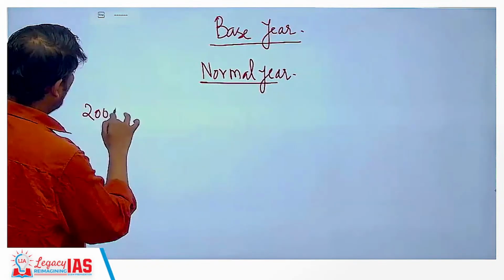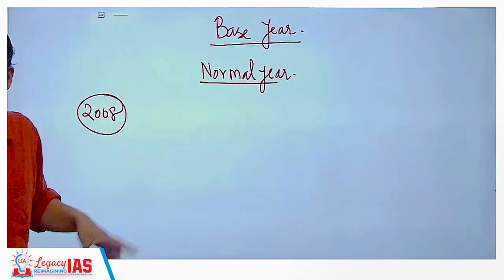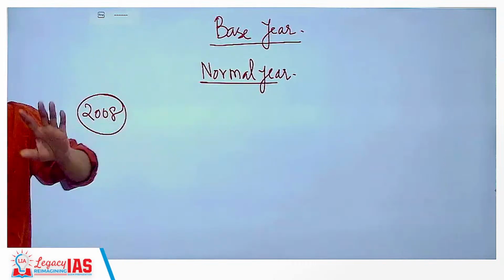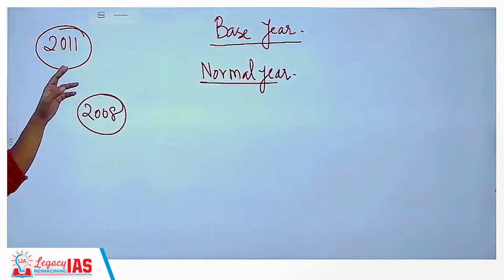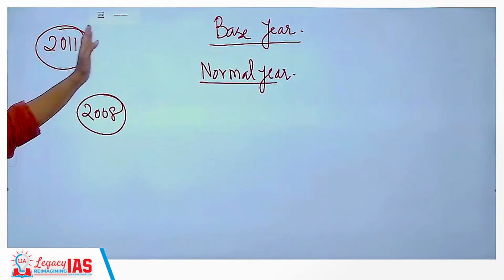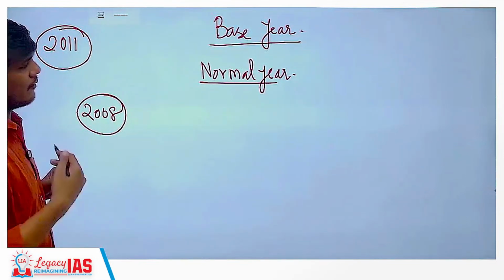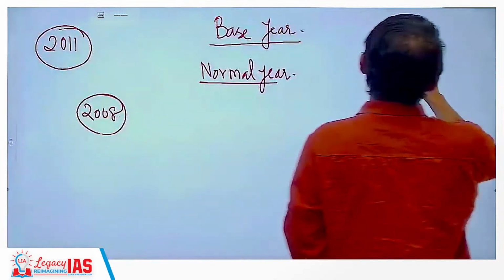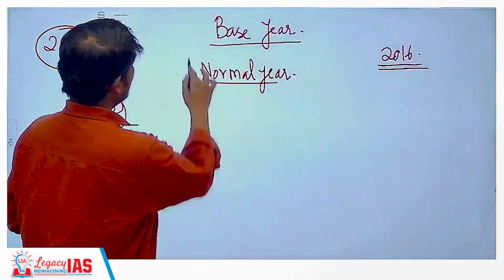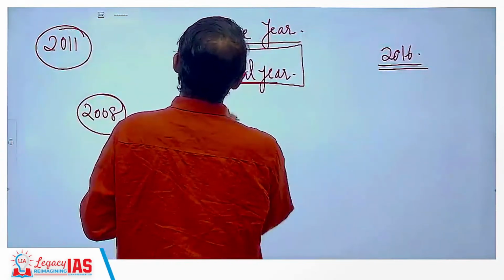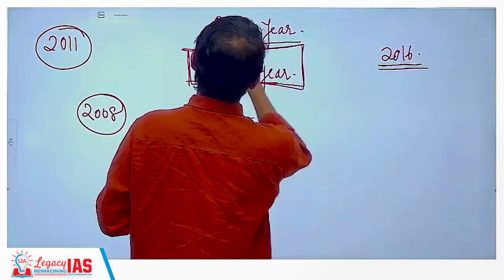Global financial crisis were there. You will not take this as a base year because this external thing is affecting it. In 2011, no such externalities were there. So 2011 is one of the base years for calculating GDP. For some other index, you can have the base year as 2016. So it is basically a normal year. The most normal year is taken as the base year.